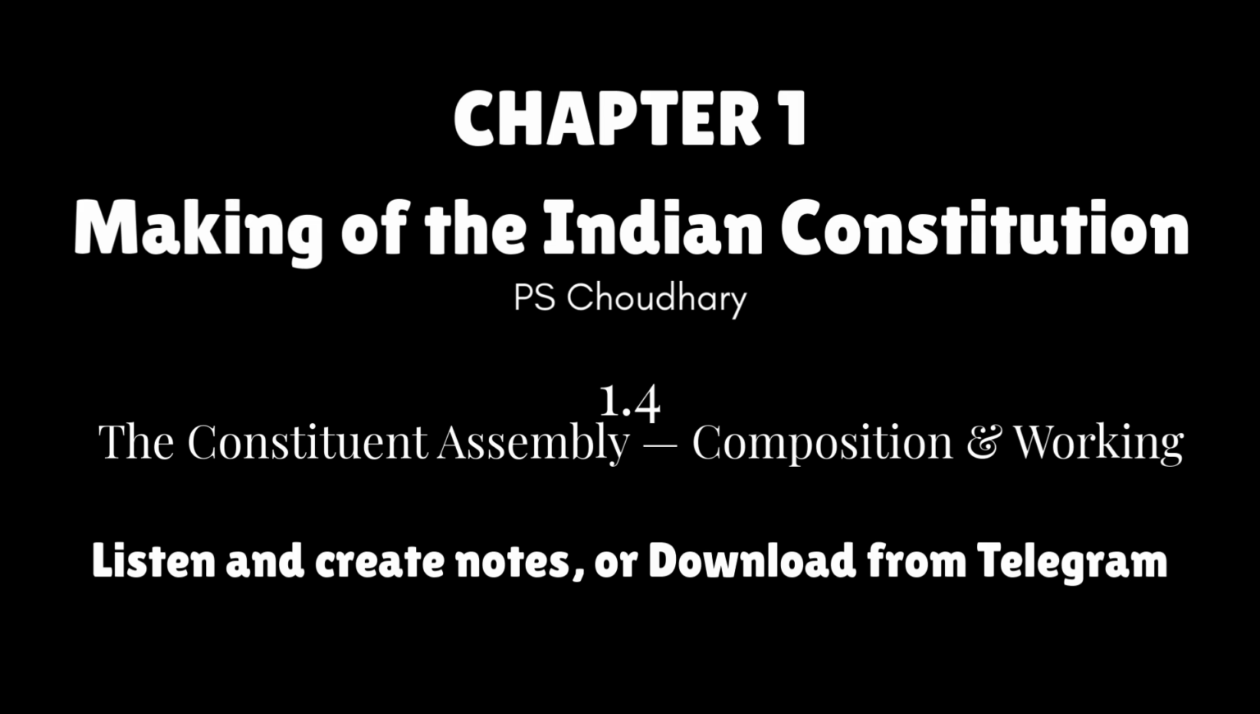Now let us understand how long the Constituent Assembly worked. The Assembly held a total of 11 sessions. During these sessions, it conducted 165 sittings. Out of these, 114 sittings were specifically devoted to discussing and drafting the Constitution. The entire process took 2 years, 11 months, and 18 days. The total expenditure of this constitution-making process was approximately 63.96 lakh rupees, which is usually rounded off to about 64 lakh rupees.